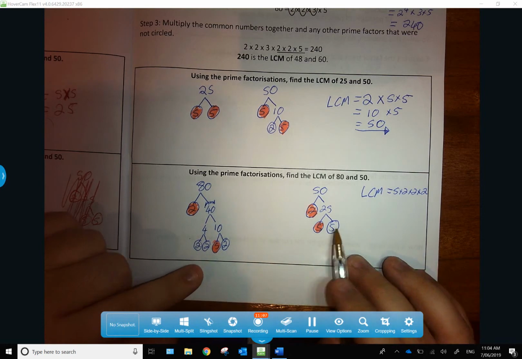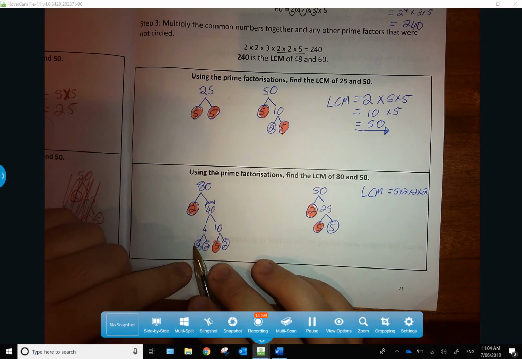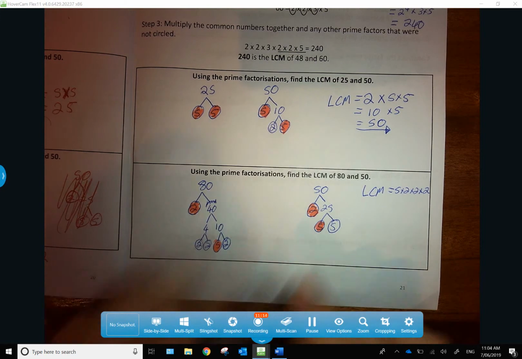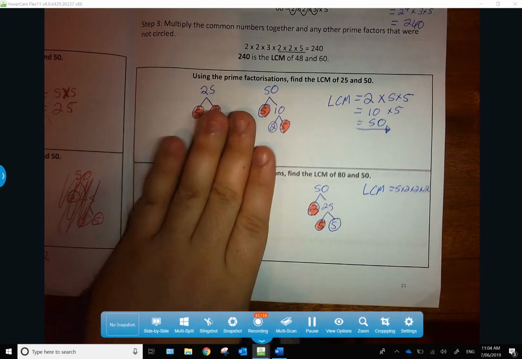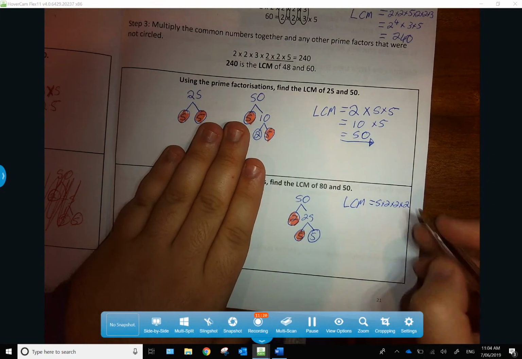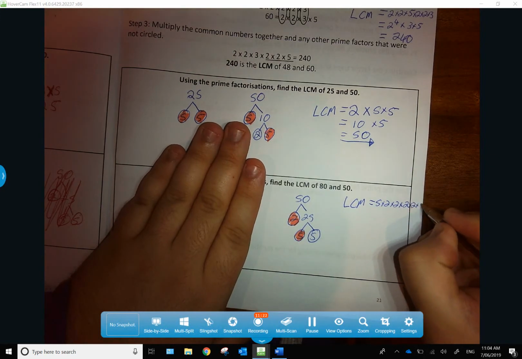So multiply all the unhighlighted bubbles with the highlighted bubbles in one of those trees. So you can pick which tree. They're the same thing. I'm going to go with this one. So what am I left with? 2 times 5 times 2 times 5.